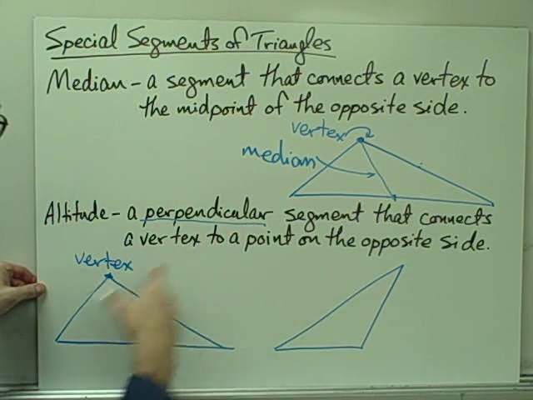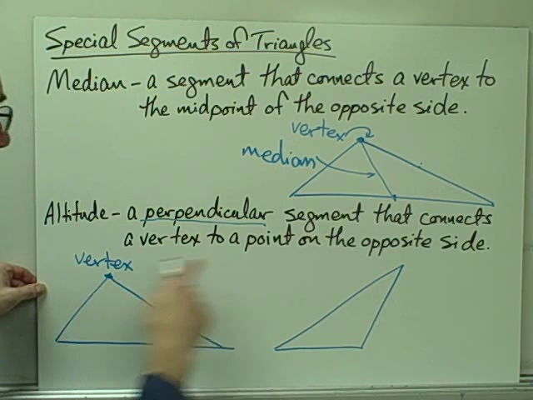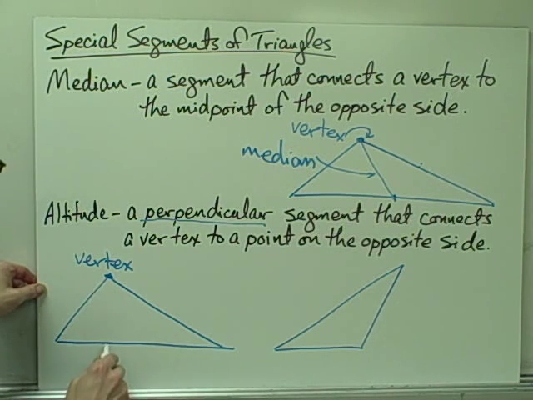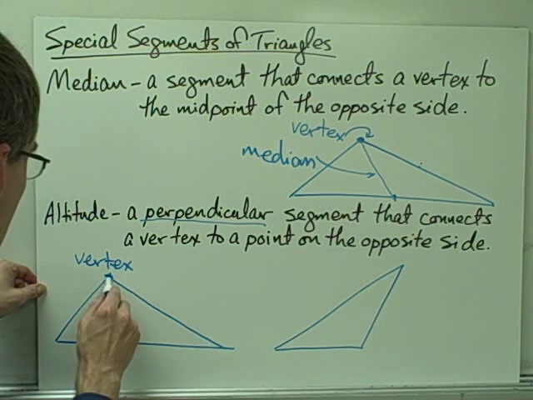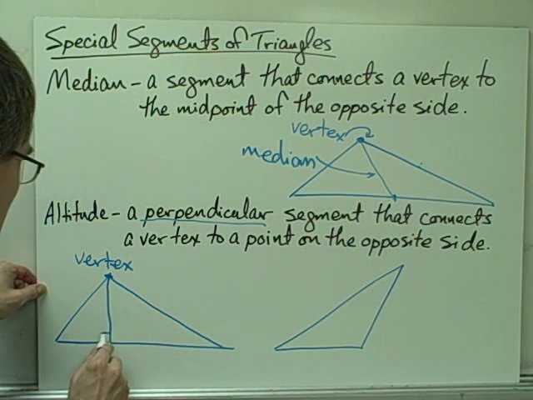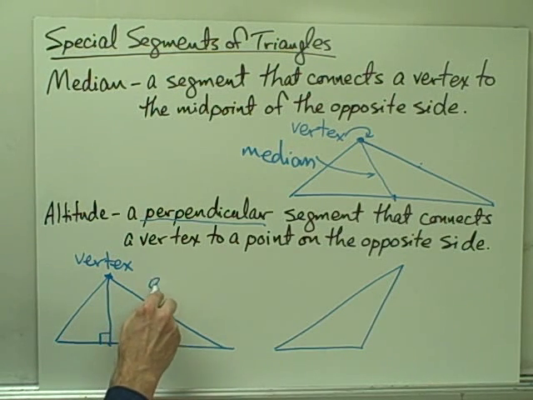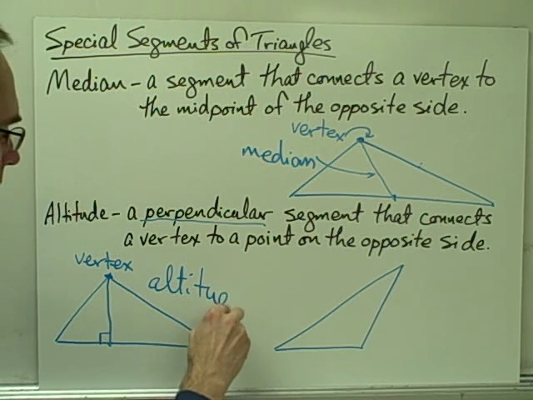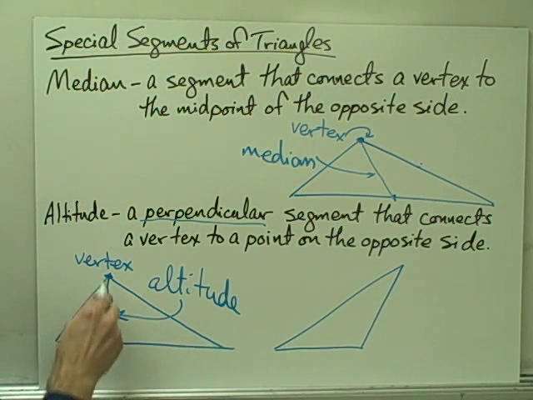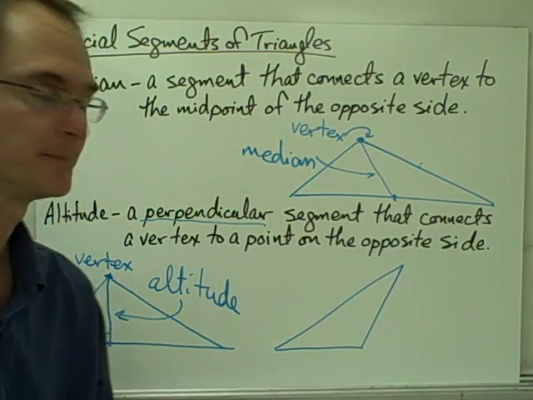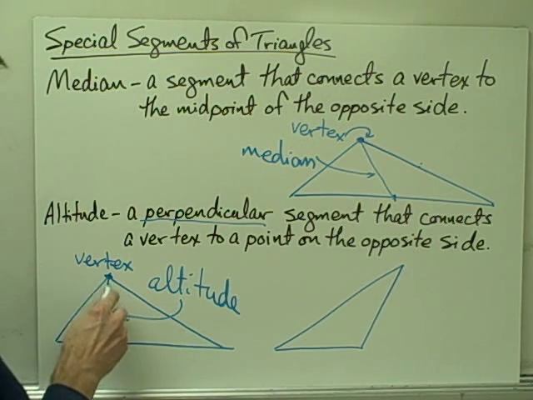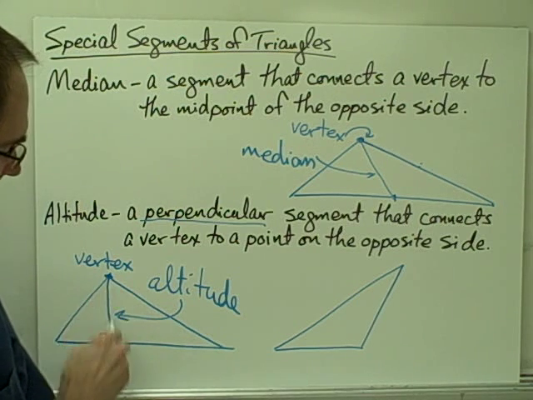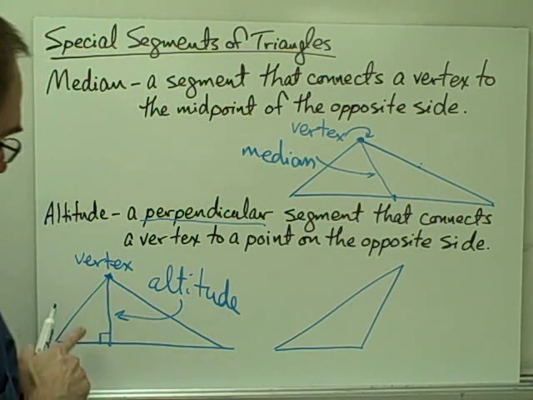Now I want a perpendicular segment here that connects this vertex to a point on the opposite side. So the point on the opposite side, once I draw my segment, it's going to have to be perpendicular. So my altitude would look something like that. So I have a perpendicular segment connecting the vertex to a point on the opposite side. Now, one of the things to note about altitude is that sometimes the altitude, the actual line segment that is the altitude, is drawn inside the triangle, as we see here.